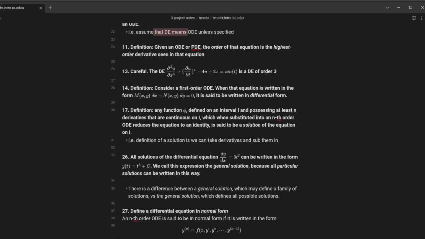Now the order of a differential equation is the highest derivative that we see in it. So for this differential equation right here, we have a third derivative. And be careful, this other term is actually a first derivative to the fourth power. So we say that this is third order.